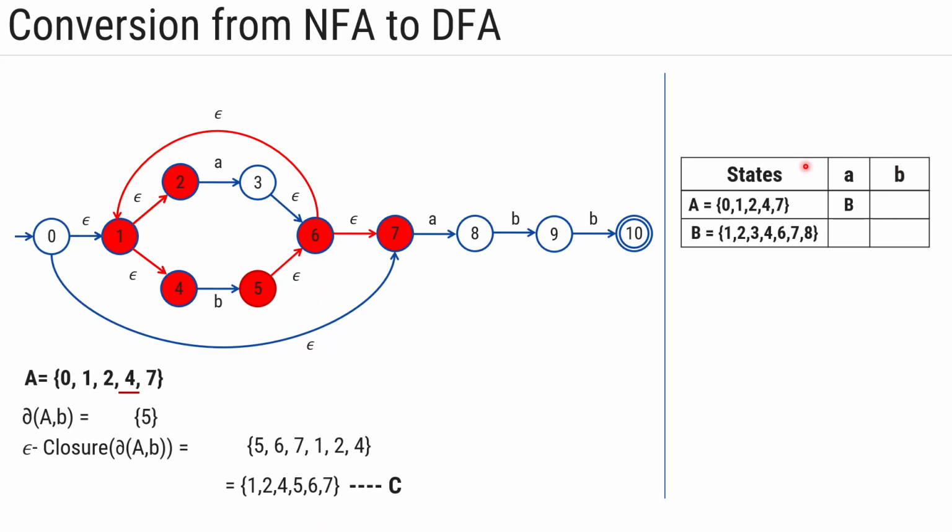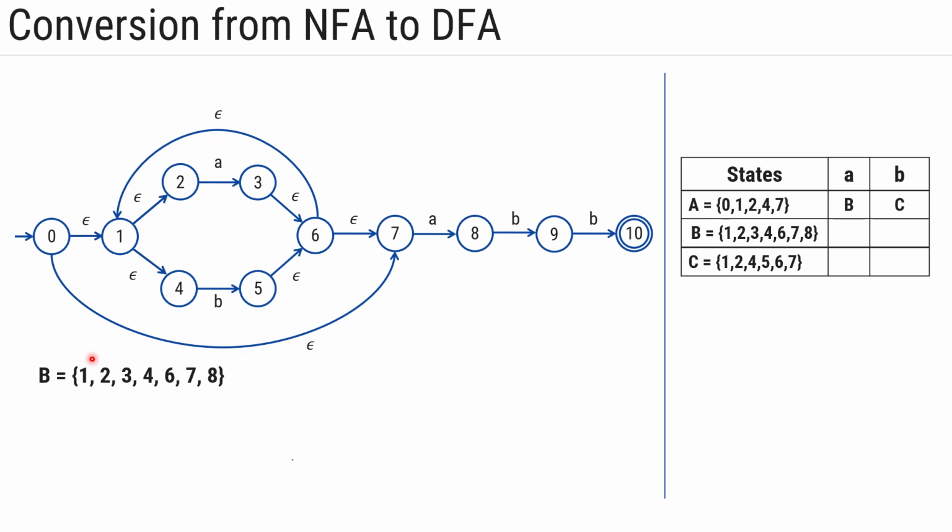Now you have to fill the state transition table. Delta of capital A on small a will go to B. Delta on b will go to C. So once you understand A's transitions are over, the next new state is capital B. The capital B is nothing but 1, 2, 3, 4, 6, 7, 8. Right? So now for this again you have to find the transition on input small a and small b.